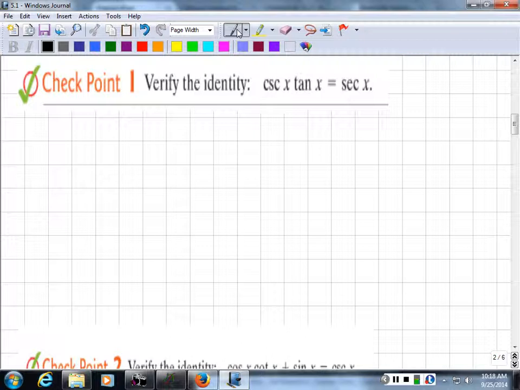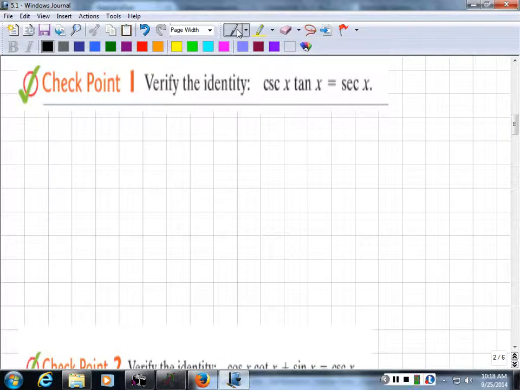Let's say this, though. An equation, you solve for a variable, and there's going to be mainly one answer. If it's an identity, it's true for all values of the variable. So an equation, I can rewrite it as an identity as long as it's true for every single value of x that I can come up with. So what this is saying is no matter what value of x I put in there, the cosecant of x times the tangent of x will always be the secant of x.